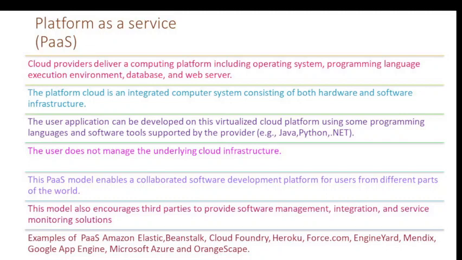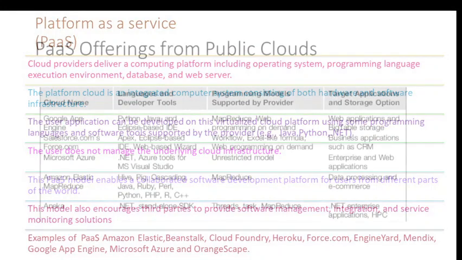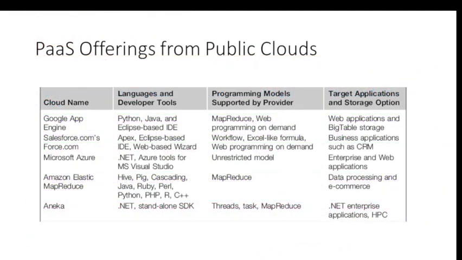PaaS model enables collaborated software development platform for users from different parts of the world. This model also encourages third parties to provide software management, integration, and service monitoring solutions. PaaS offerings from public clouds: Google App Engine, Salesforce.com's Force.com, Microsoft Azure, Amazon Elastic MapReduce, and Aneka.